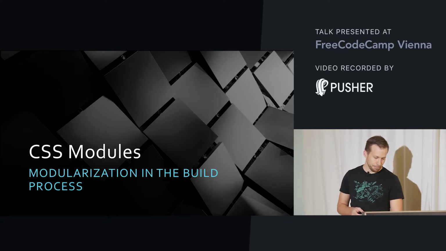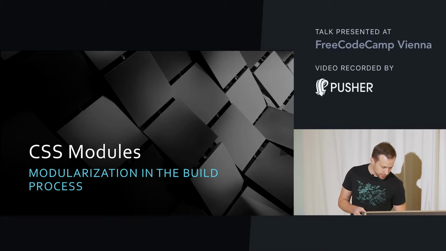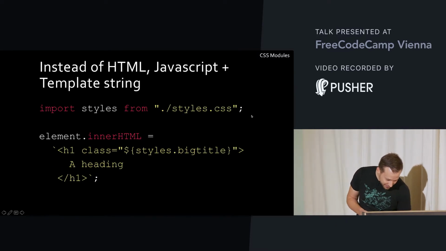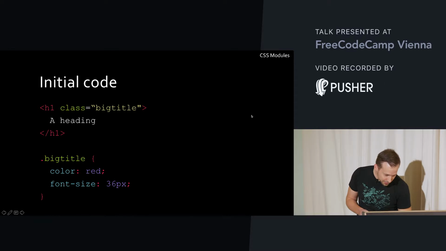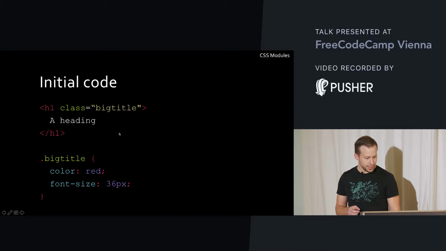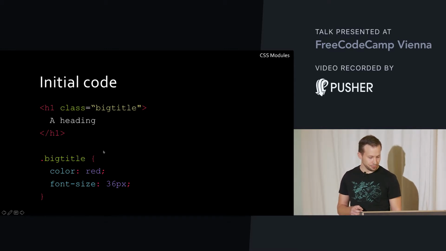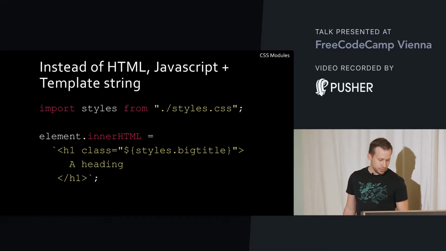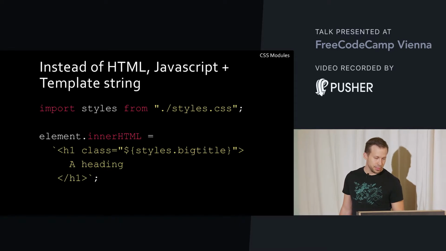So how does it look? For example, when we've got... oh, PowerPoint has just crashed. Oh, no, works again. Okay, when you've got this initial code, an H1 element and this selector here, big title, to have it work with CSS modules, you need to rewrite it. You have to rewrite your HTML to be an ES6 template string.